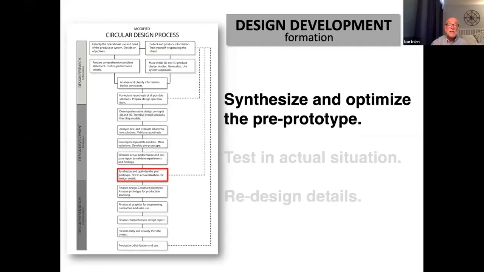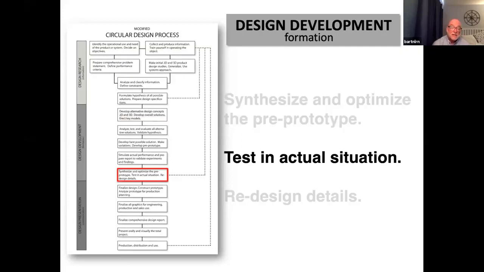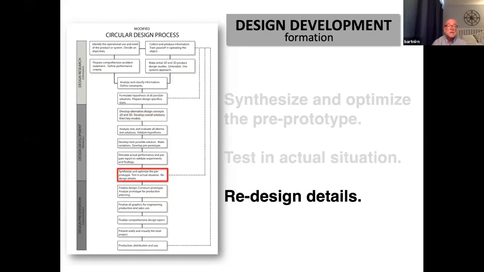And then this is the next step: you synthesize and optimize the pre-prototype. So you go back and make changes, make corrections. You may have to do some different kinds of input to get a different output. And then back to the testing, in an actual situation again. And then lastly, you redesign the details. So now we've gone through the research and the development phase.